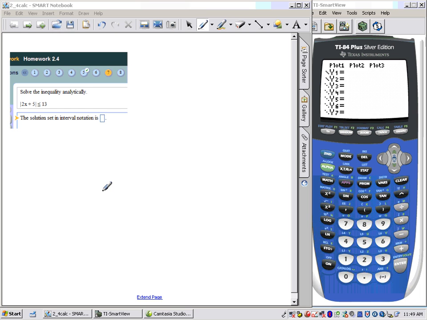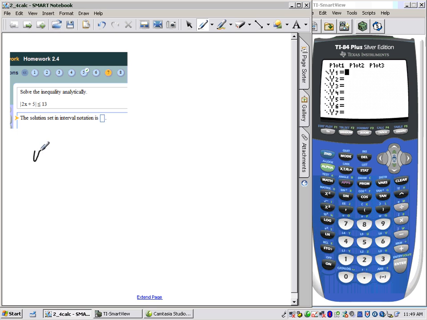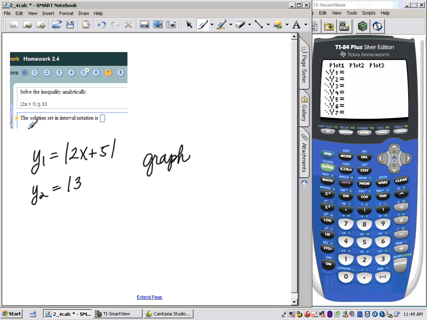There's a couple ways you can do this. You could look in y1 and input the absolute value of 2x plus 5, and then in y2 input the right hand side of the inequality and graph and look at the relationship of the graphs. Now remember, we would have solved for the equation by hand, or you could use the intersection of graphs or the zero, I suppose, if you wanted to do that.